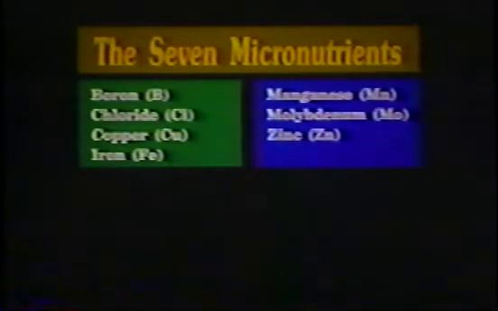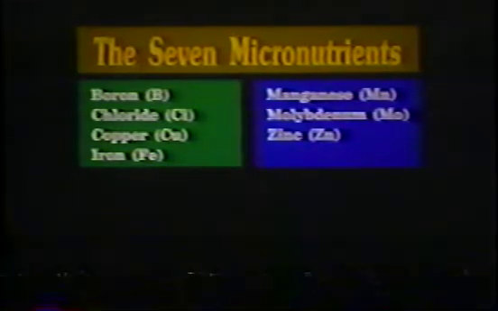Manganese, Mn. Remember the difference between manganese and magnesium. Magnesium is a secondary nutrient, and it is Mg. Manganese is a micronutrient, and it is Mn. Molybdenum, Mo or moly. Zinc, the Zn. That one is fairly evident and fairly easy to remember as well.